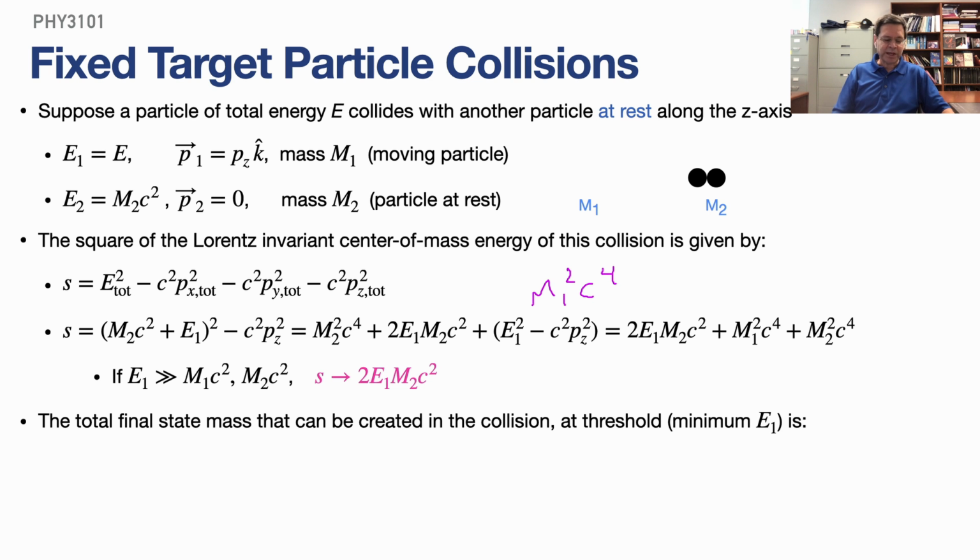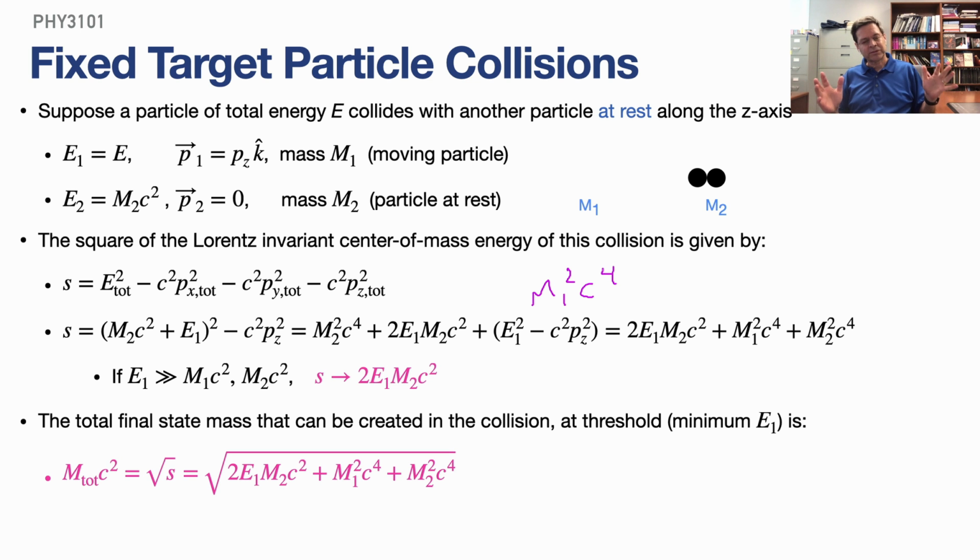Now that invariant mass energy squared can be used to create the mass and energies of the final state particles, because energy is always conserved. If we take the square root of S, that's the final state mass, the total mass that could be created in that collision. So the total mass times c squared, that rest mass energy that can be created, is just the square root of that Lorentz invariant quantity S. So it's the square root of that expression we derived earlier, square root of 2 times E1 times m2c squared plus m1 squared c to the fourth plus m2 squared c to the fourth.